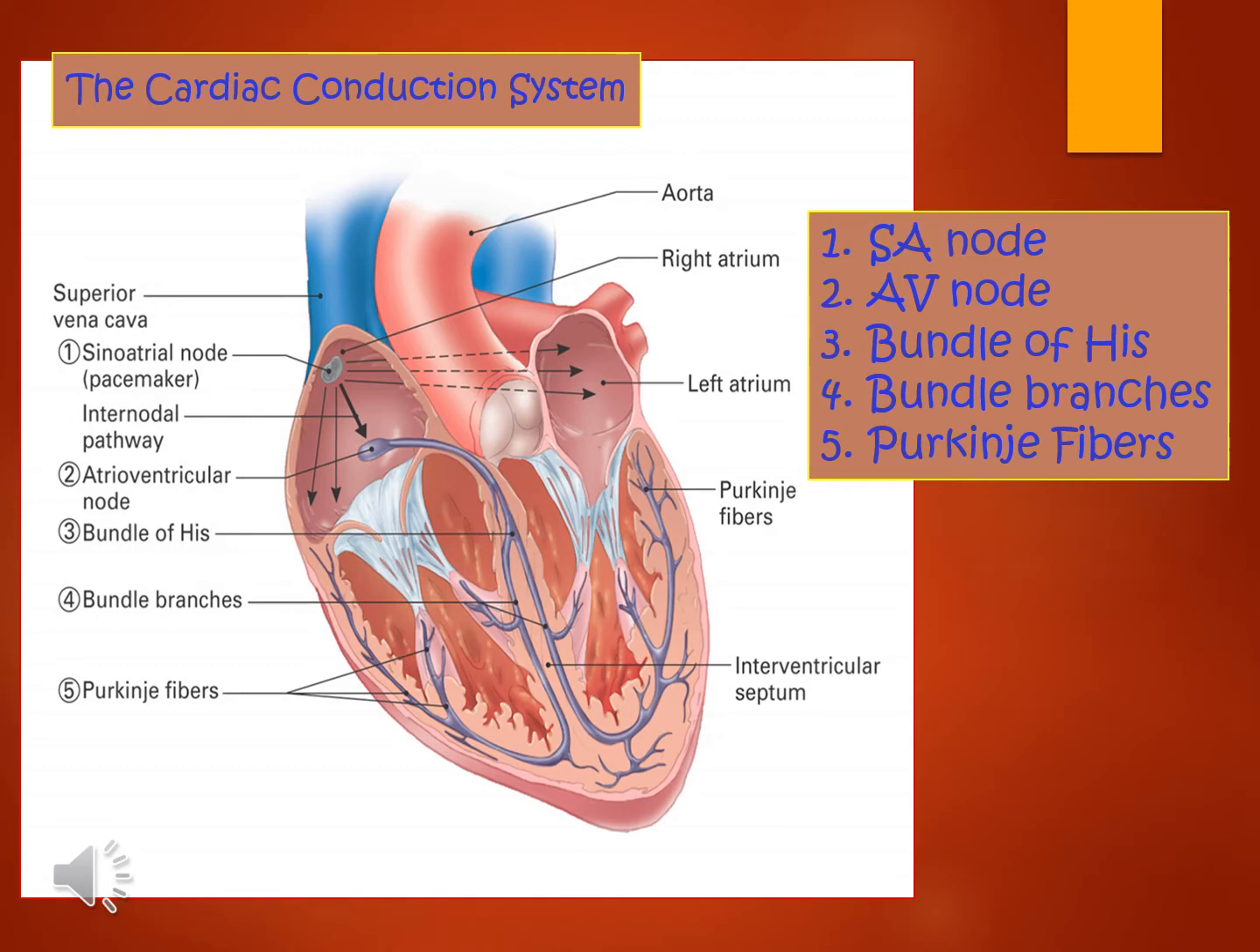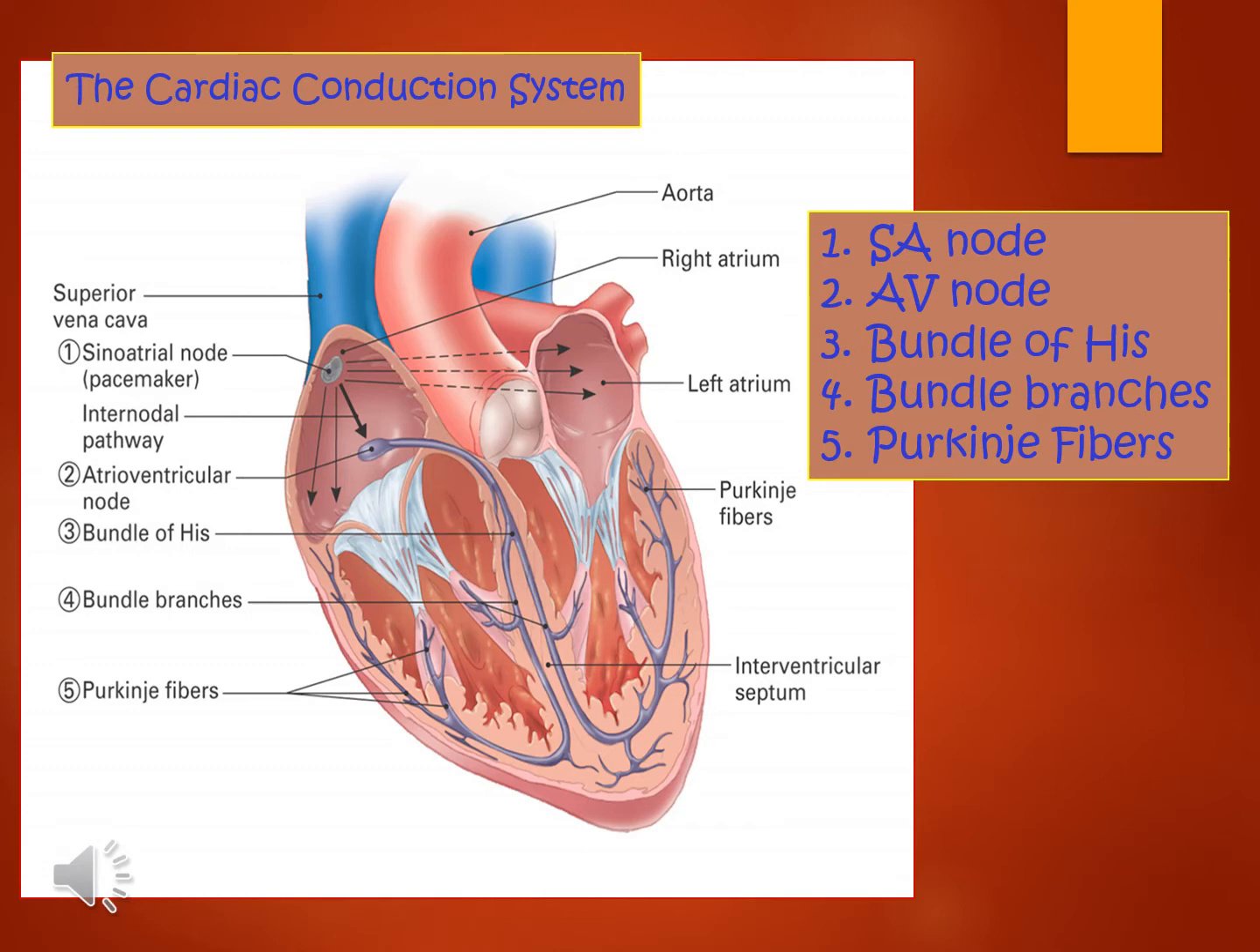You'll notice that the SA node, which is the pacemaker of the heart, is located at the right top of the atrium. The atrioventricular node is located at the bottom of the atrium. The bundle of His starts at the septum and it branches off into a right and a left bundle branch, and then the Purkinje fibers wrap all the way around the bottom of the heart or the ventricles to help with the completion of the electrical conduction pathway.